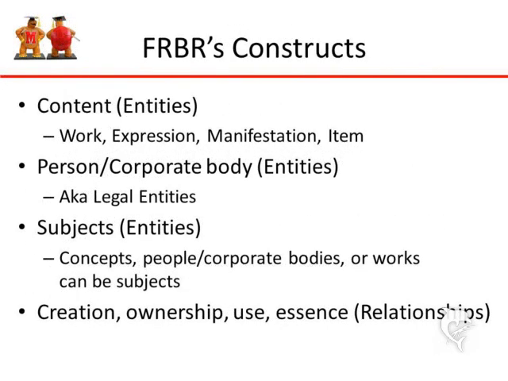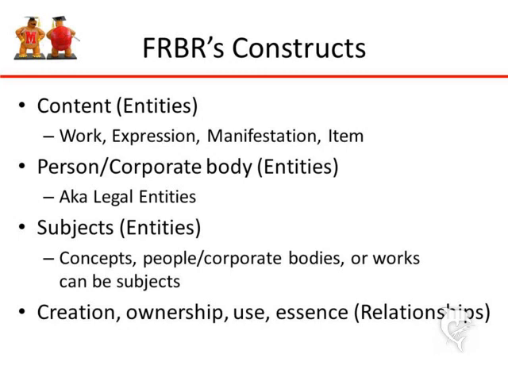And from that sort of analysis of the user tasks, the people who came up with the FRBR system identified 4 constructs that they would use to express this system. And the 4 constructs are content, which is sort of bibliographic resources, entities, and the types of content that you can have are work, expression, manifestation, and item.